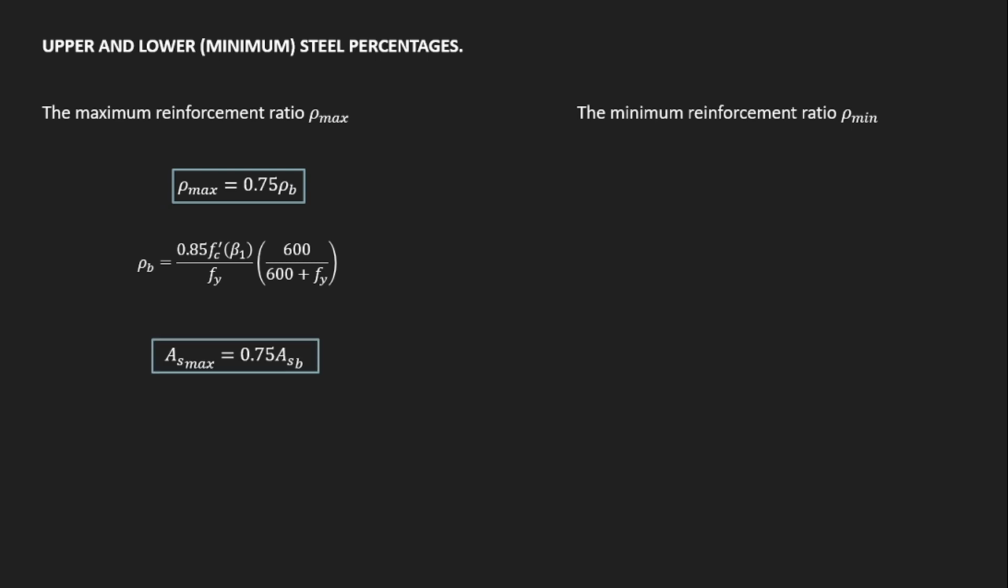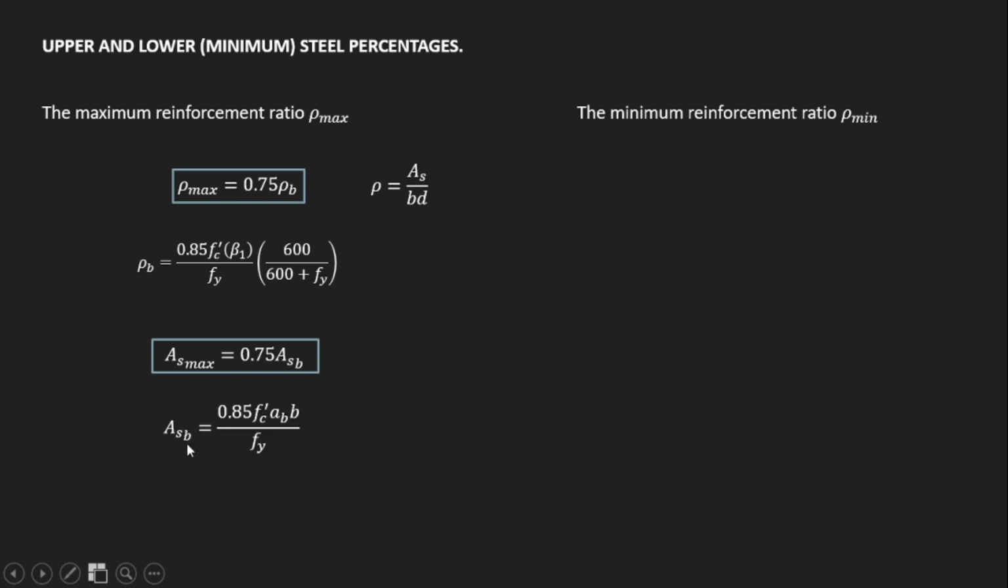And sometimes, yung ginagamit natin in terms of area. So, yung As max natin, that is also equal to 0.75 As balance. Na galing din yan dito sa formula. Yung steel ratio natin is As over bd. So, kung mag-multiply tayo ng bd sa rho or dito sa rho max and rho balance, syempre, yung makukuha natin is As max and As balance. So, pareho lang naman yan. So, either of the two.